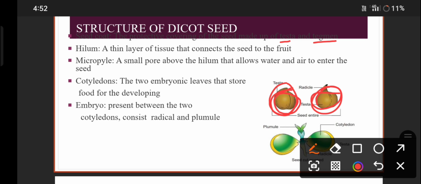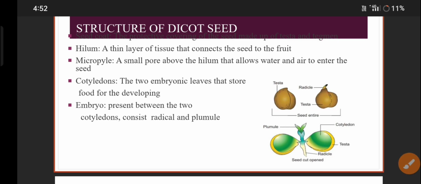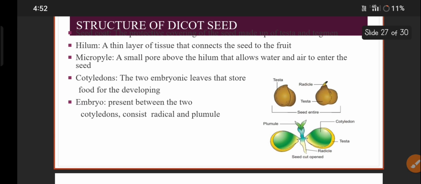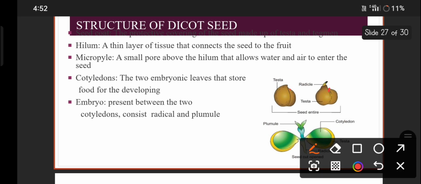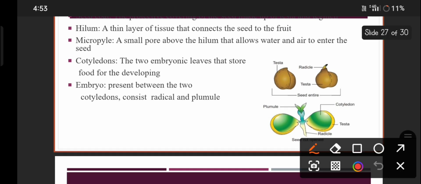And then the micropyle, a small pore above the hilum. In the seed we can see a small hole on the top. That hole is present above the hilum, allows water and air to enter the seed, and also helps with germination. And then the cotyledon. If we open a dehiscent seed, you get two parts, the cotyledons, which store food for development.